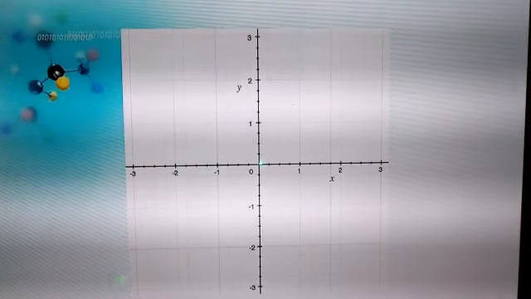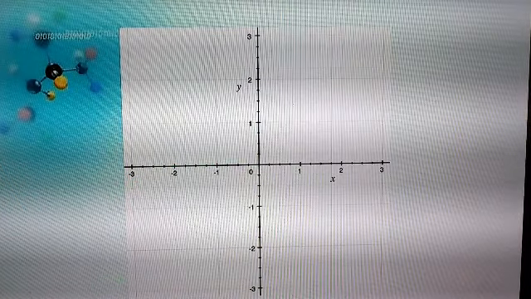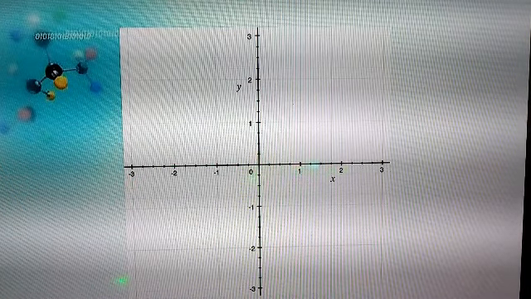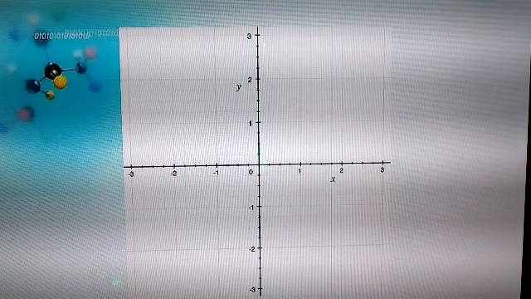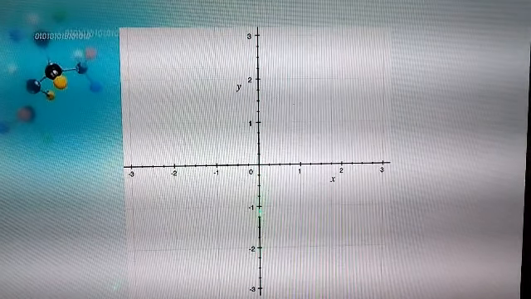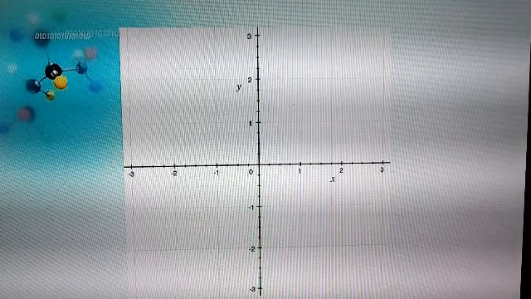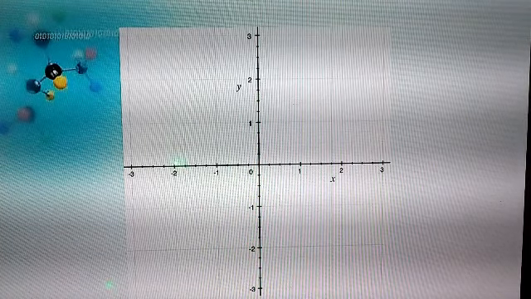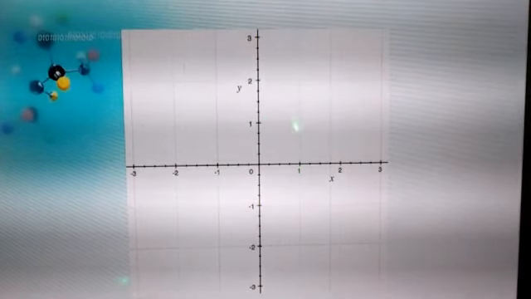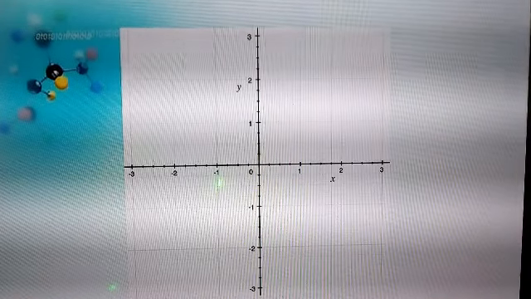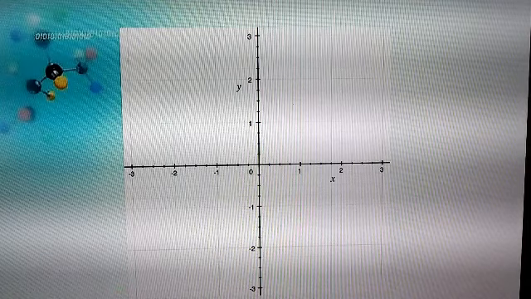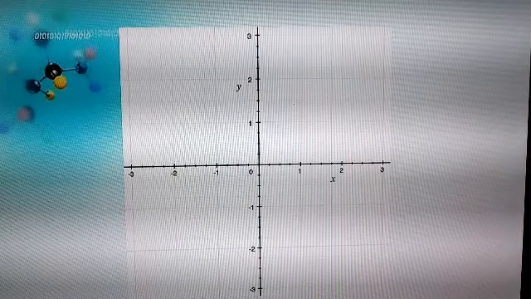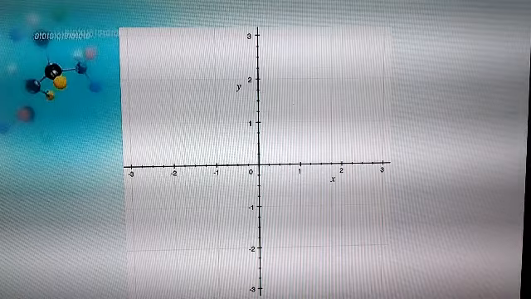On the left hand side of the origin, we have negative numbers. On the right hand side of the origin, we have positive numbers. Above the origin, we have positive numbers. Below the origin, on the y-axis, we have negative numbers. So in coordinate geometry, we have a set of sign conventions and accordingly we plot the points in the respective coordinates. Similarly, we have sign conventions for spherical mirrors as well.